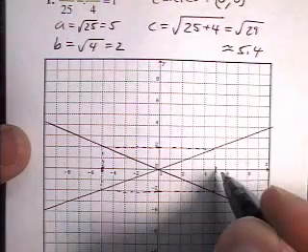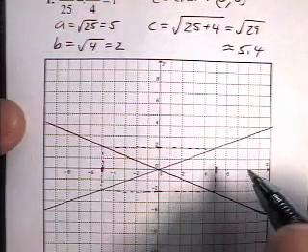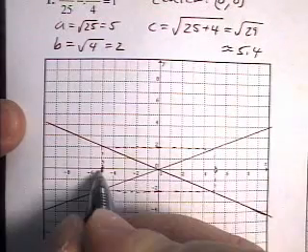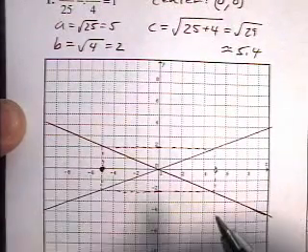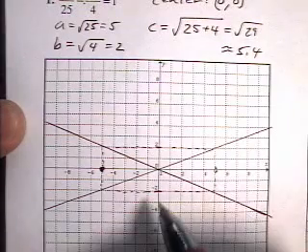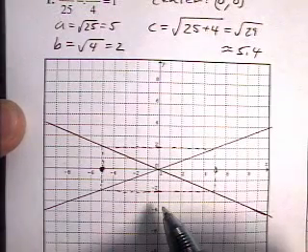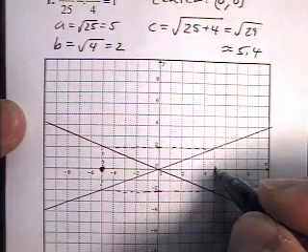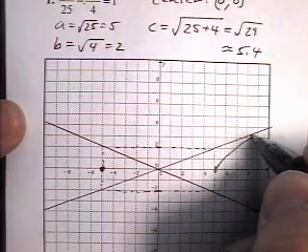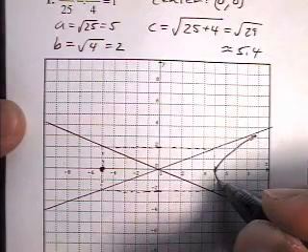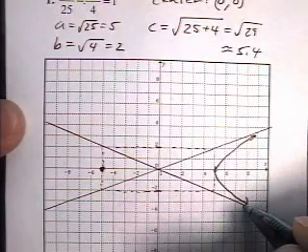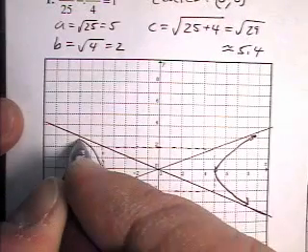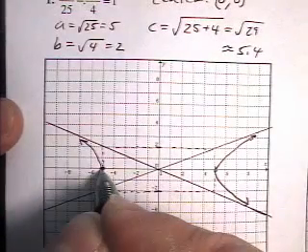At the edge of the box, since this is a positive x squared, this one opens left and right. So the vertices sit at the edge of the box on the horizontal side. If it was a positive y squared term, it would be opening up and down, but it's not. It's opening left and right. So one branch is coming this way, getting closer and closer to the asymptotes on this side, and the other branch is getting closer and closer on this side.